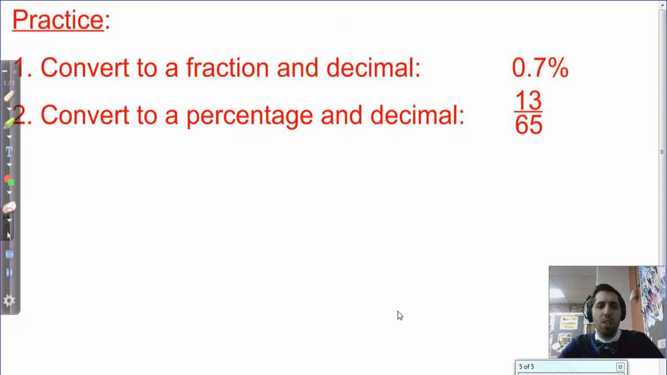Finally, number 2 is convert to a percentage and a decimal. You're given this fraction. It's 13/65, or 13 over 65.